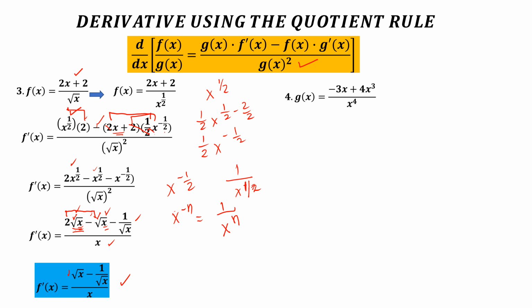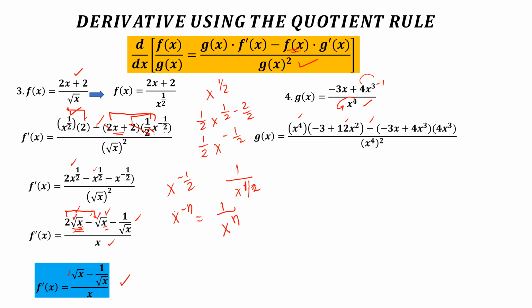Let's proceed to number 4. So for number 4, we have to rewrite the denominator as is times the derivative of our numerator. So negative 3 plus 3 times 4 is 12. Then 3 minus 1, it's x squared. Minus, we have to copy the first function as is, this one, times the derivative of our second function or our denominator. So that will be 4 will be here. So 4x and then 4 minus 1, it's a 3. And then x to the 4 to the power of 2.